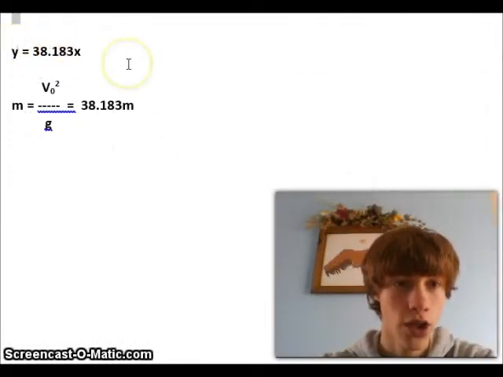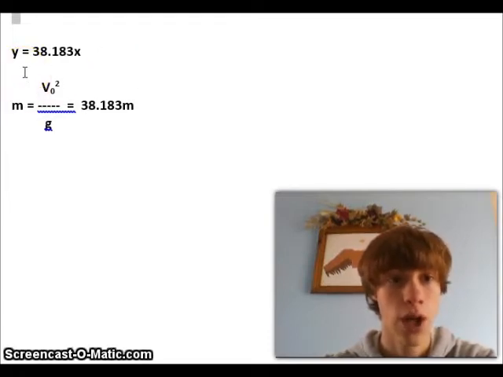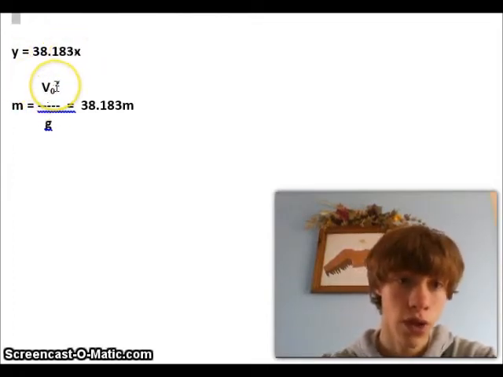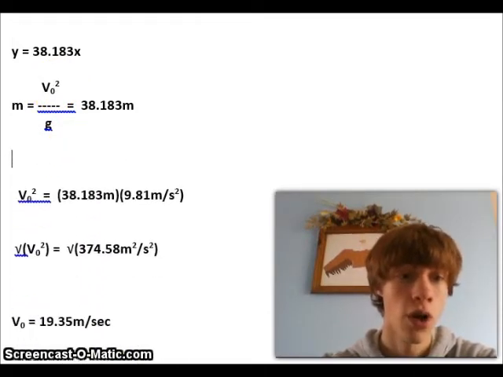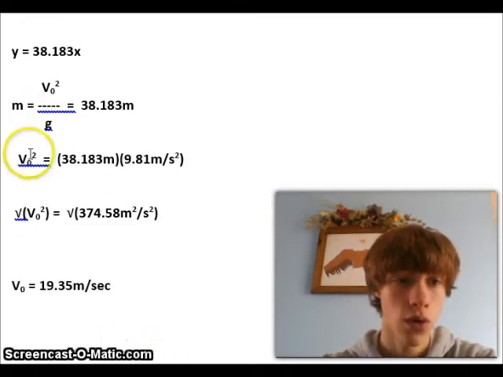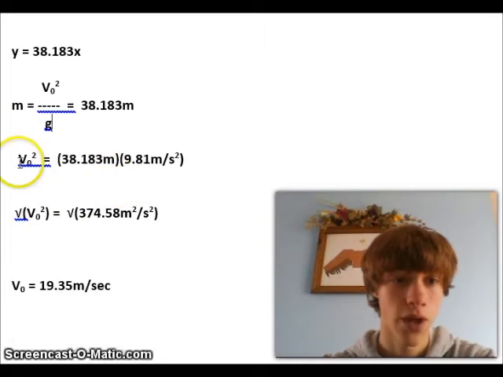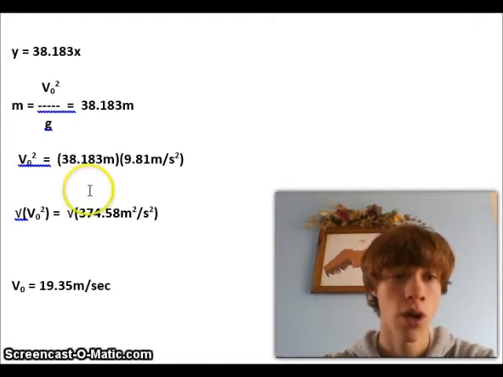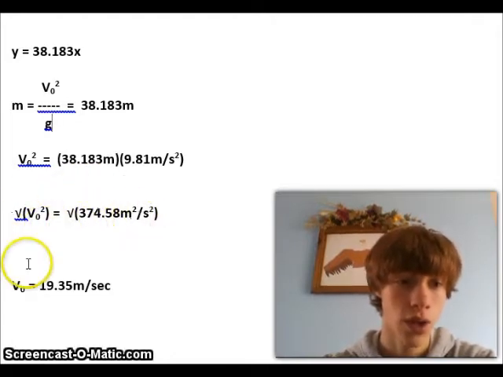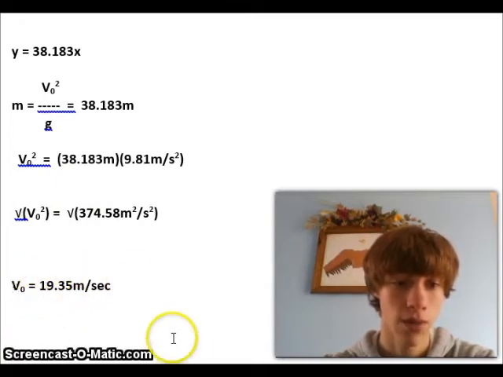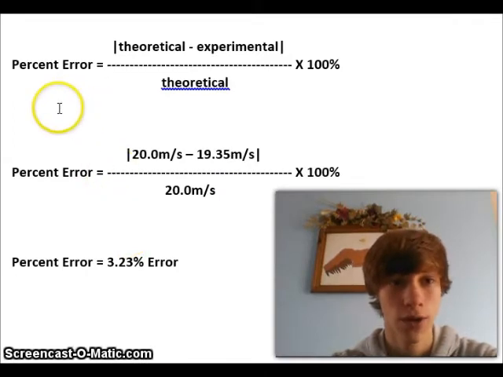Now here we have our linear equation that we got from our graph, and so we have y equals 38.183x. 38.183 is our m value, our slope, which is equal to the initial velocity squared divided by gravity. So we are going to use this equation to solve for the initial velocity. So here we brought gravity up, so we have initial velocity squared equals 38.183 meters times 9.81 meters per second squared. Take the square root of each side to isolate the initial velocity, and we have an initial velocity of 19.35 meters per second.